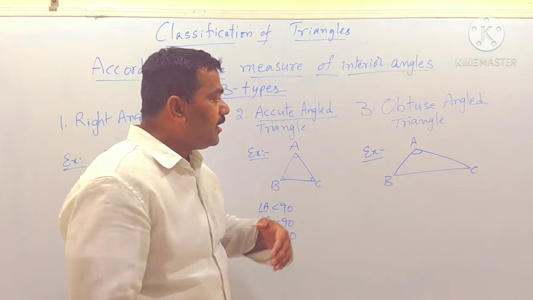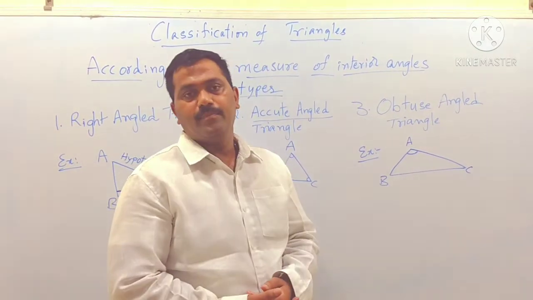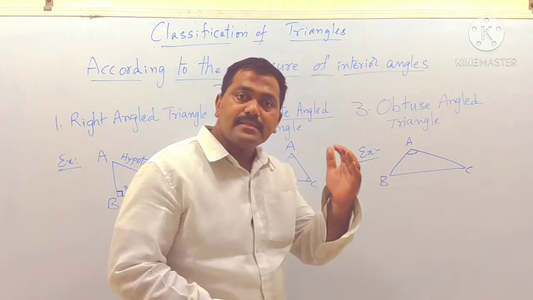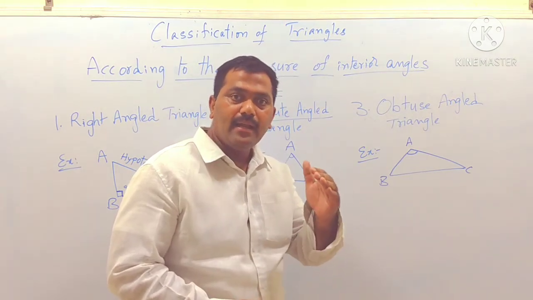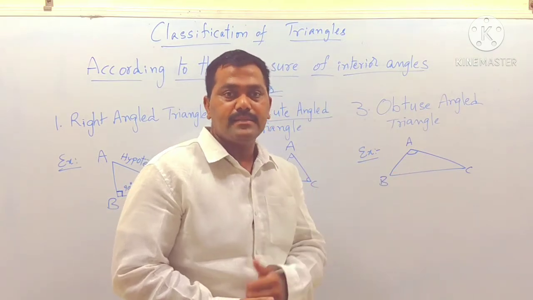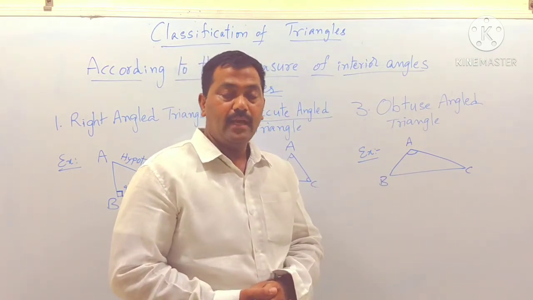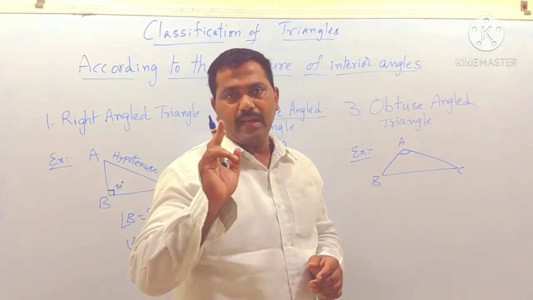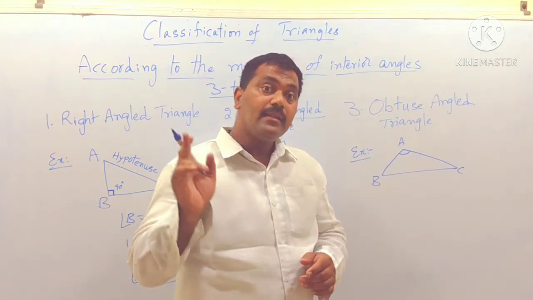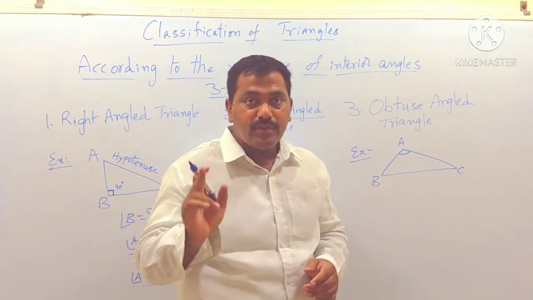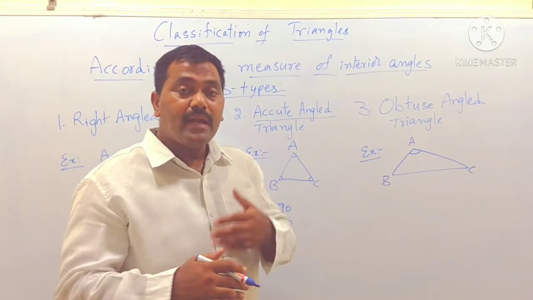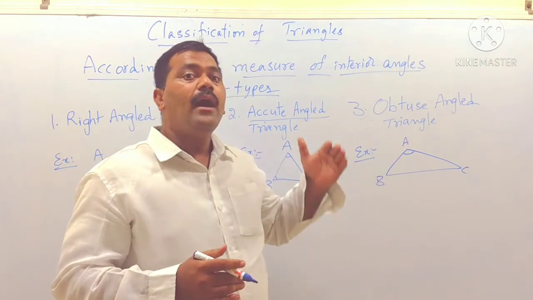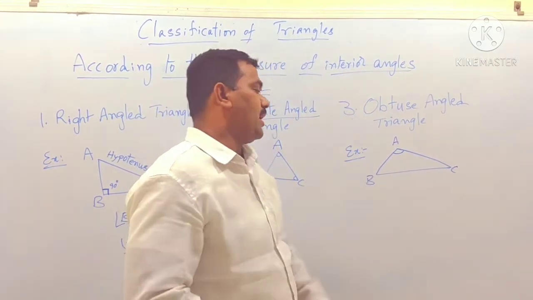Next, coming to the obtuse angle triangle. What is meant by obtuse angle? An angle more than 90 degrees is called an obtuse angle. In a triangle, if any one of the interior angles is greater than 90 degrees, then the triangle is called an obtuse angle triangle.